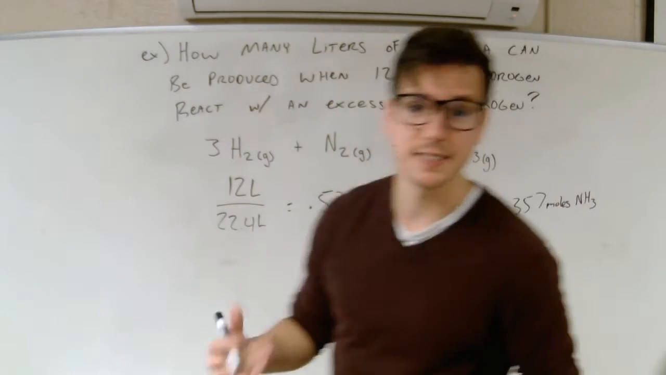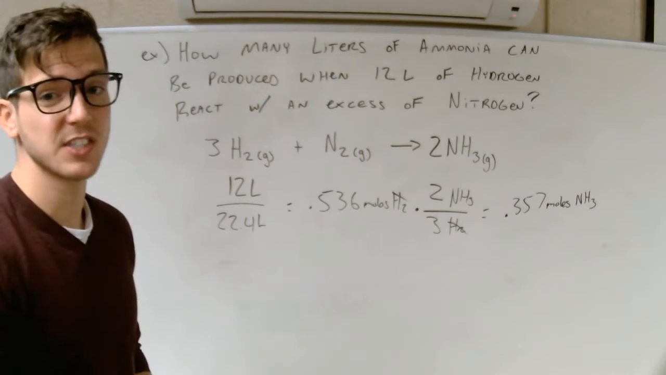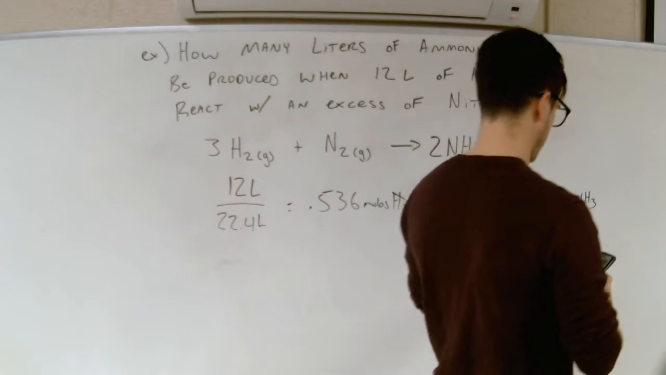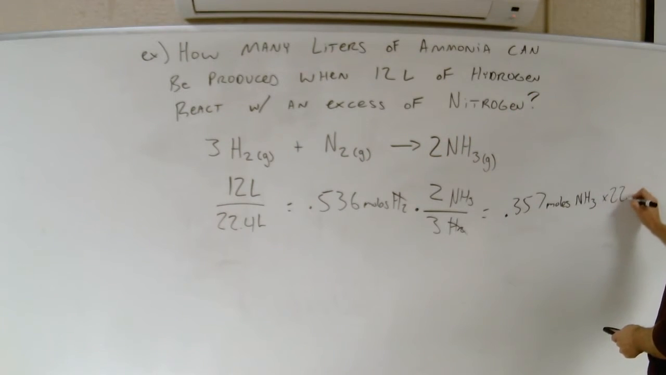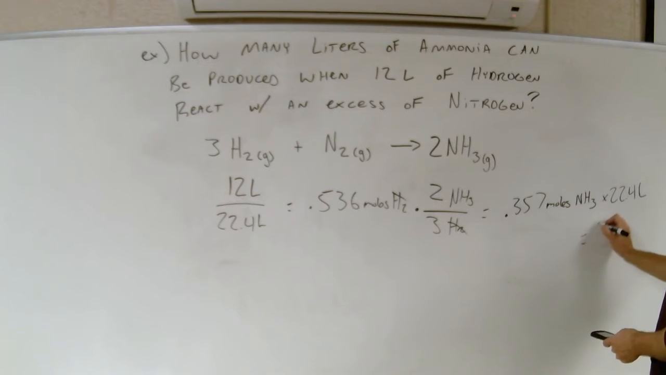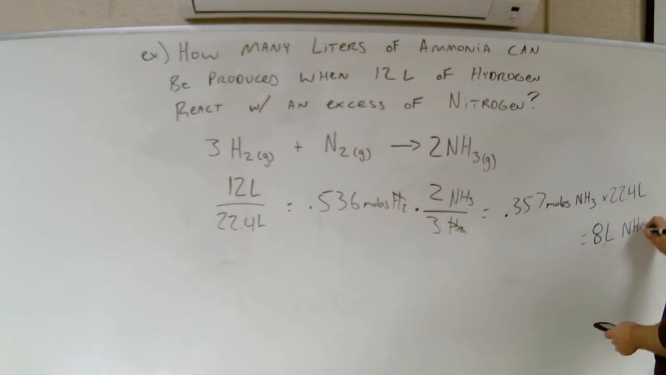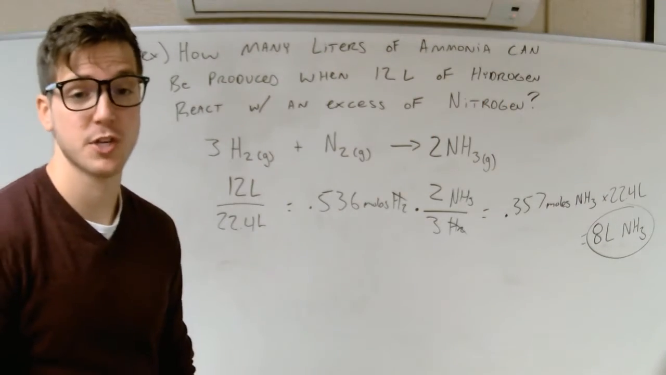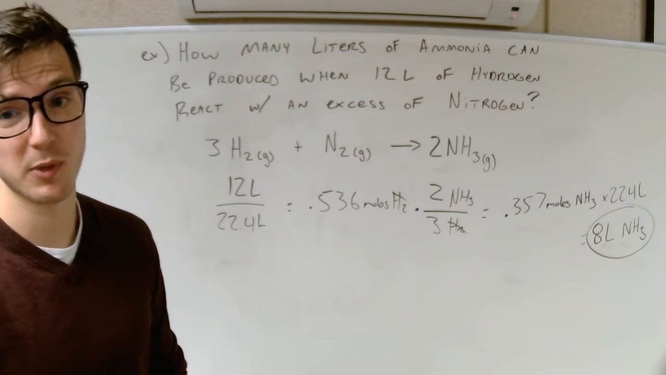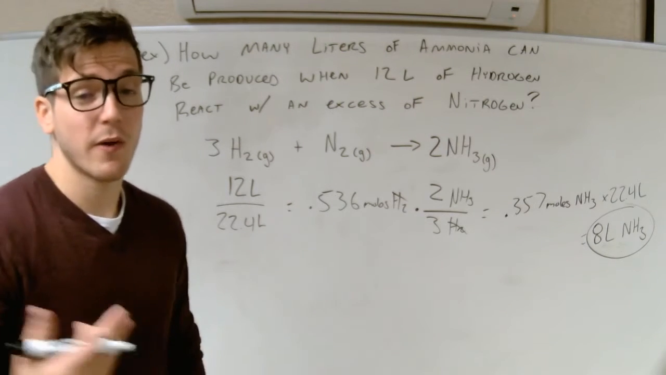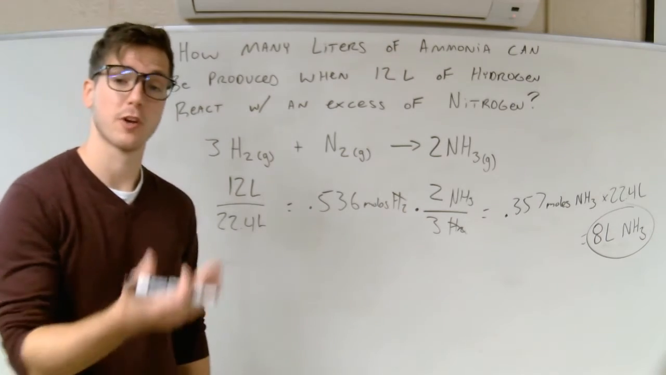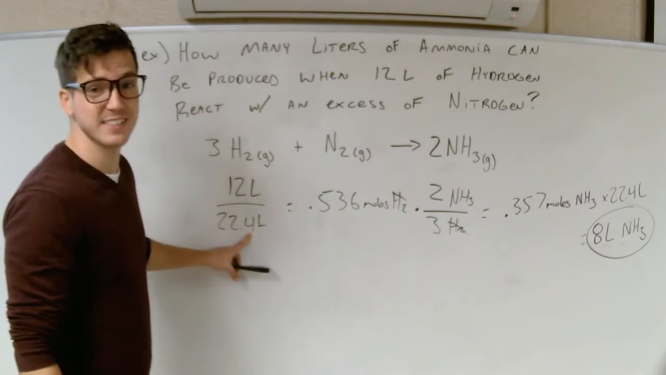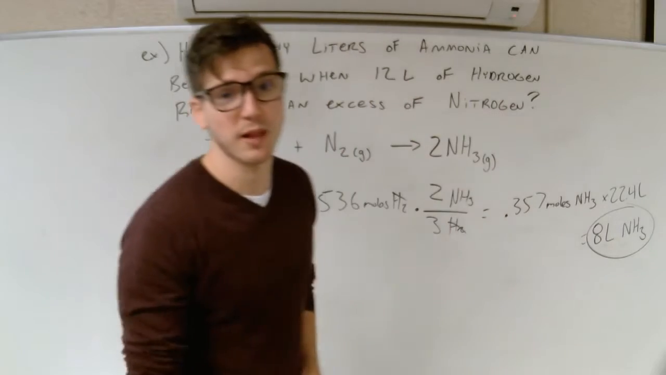But we're not done yet. We got to get back to liters. So to go from moles to liters, we multiply by 22.4. So we multiply by 22.4 liters, and we should get 8 liters of ammonia, or NH3. So that was the long version where you just divide by 22.4 at the beginning and multiply by 22.4 at the end. But again, we don't have to do that because we could just do a mole ratio if we're going from liters to liters, because this step at the beginning where we divide by 22.4 gets canceled out by the later step of multiplying by 22.4.